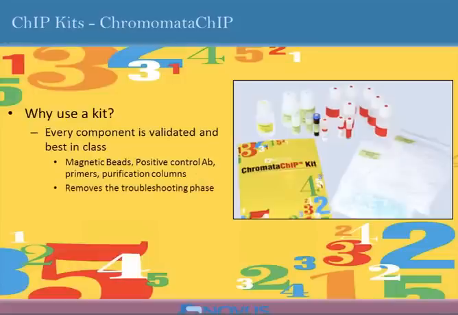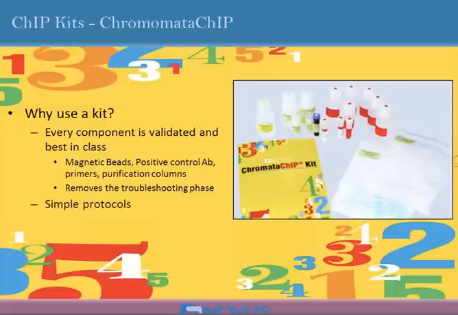This removes the entire troubleshooting phase. Since ChIP is such an involved and drawn-out procedure, you're not having to go back and second-guess which of your components failed or where you need to change something around. Hopefully, the first time you use a kit with all the positive controls, you'll know that at least the experiment worked, and so the only thing that you'll need to tweak is your antibody of interest that you're using to pull down your specific target.